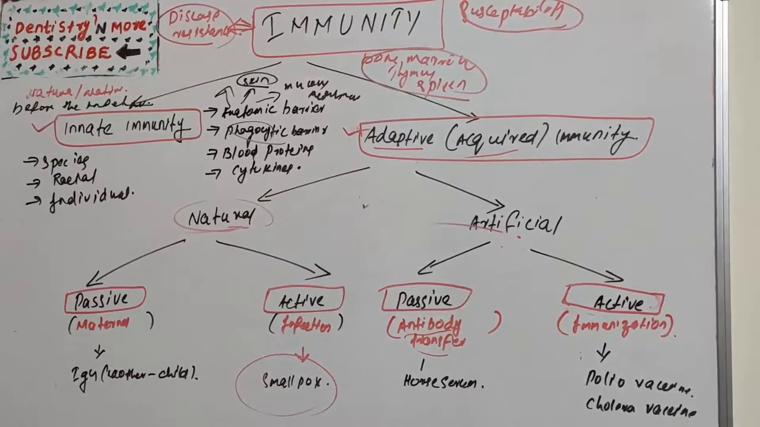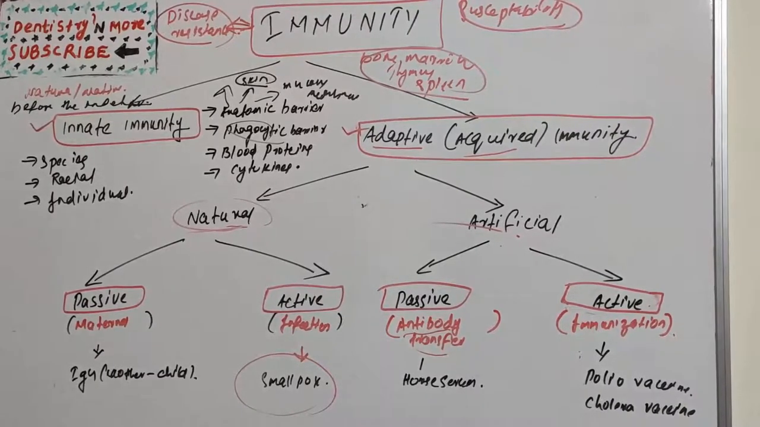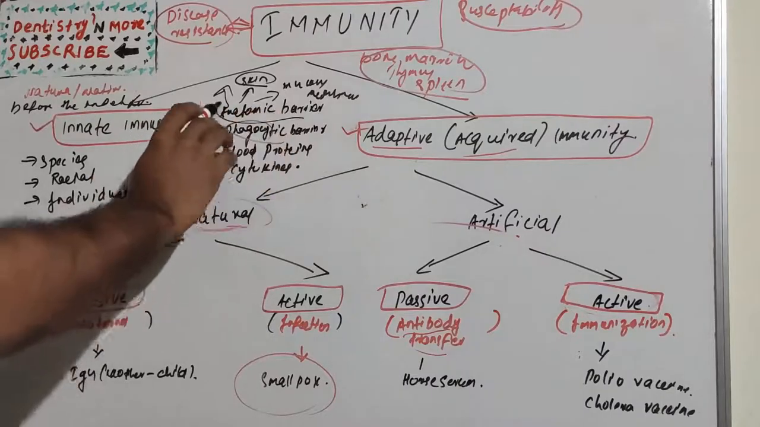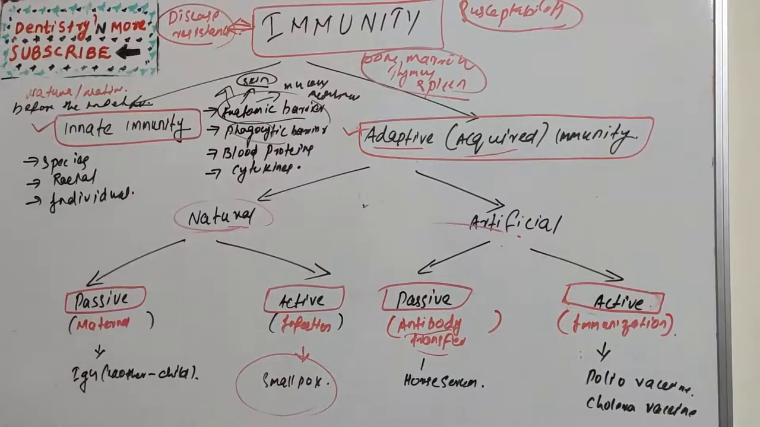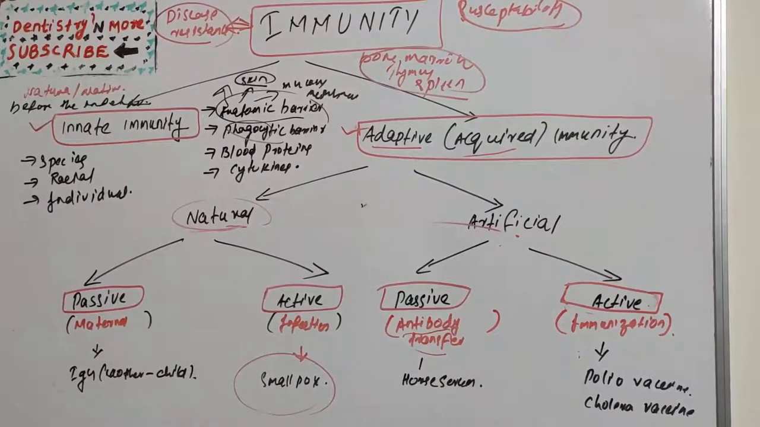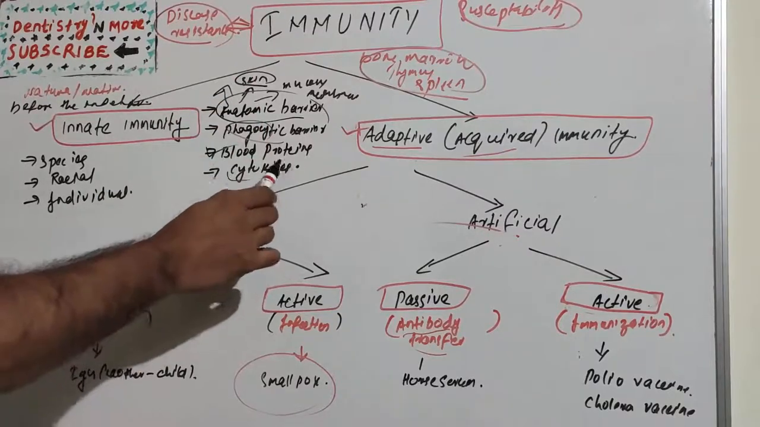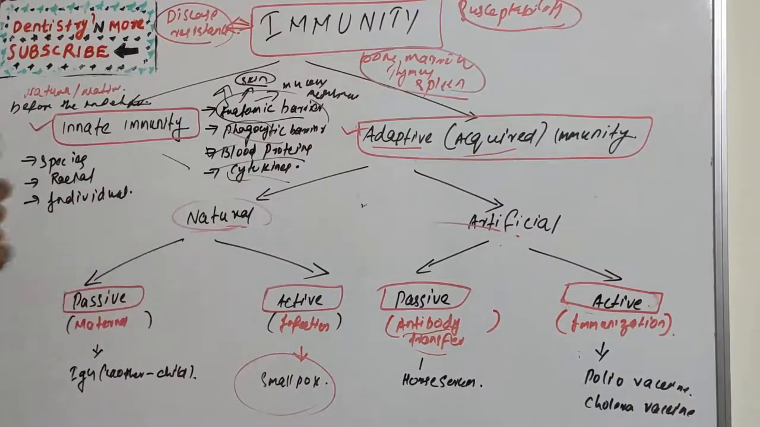So when we get an infection, the body raises its temperature in response to kill those pathogens. And we have an acidic pH in our stomach, around 2 to 3, which kills most of the ingested microorganisms. These are all our anatomic barriers, which are part of innate immunity. The phagocytic barriers are things like phagocytosis and endocytosis by neutrophils, macrophages and other cells. And various blood proteins and cytokines also provide innate immunity.